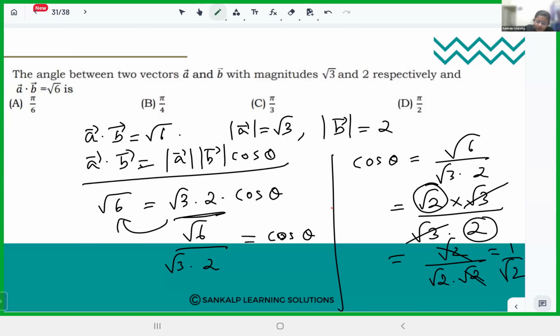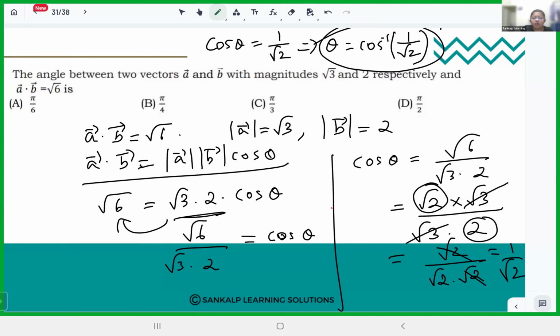So what is the value of cos theta? Cos theta is equal to 1 by root 2, which implies theta is equal to cos inverse of 1 by root 2. So for which value of theta will give cos value as 1 by root 2?